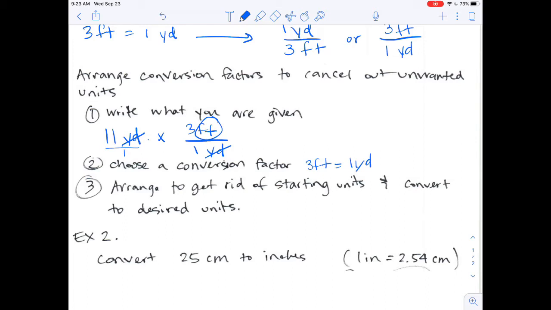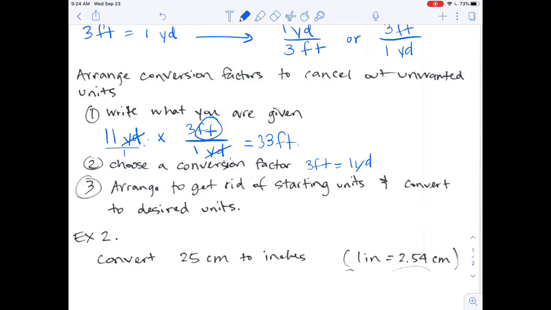So what that means is that you put the one that you want to get rid of on the bottom so they cancel. You can see here I've got yards on top, yards on bottom. They're going to cancel out. And then the math is very straightforward. It's just 11 times 3. I mean, obviously you're dividing by 1, but you don't need to write that. So 11 times 3 we know is 33 feet.